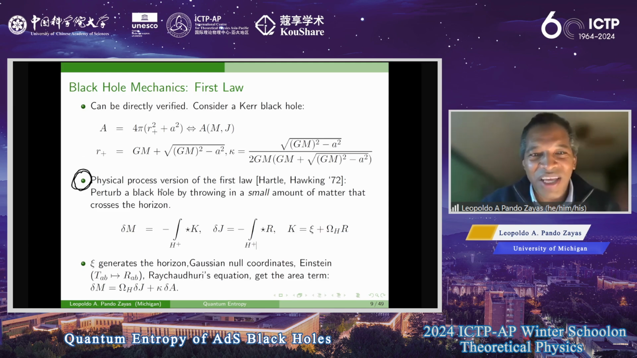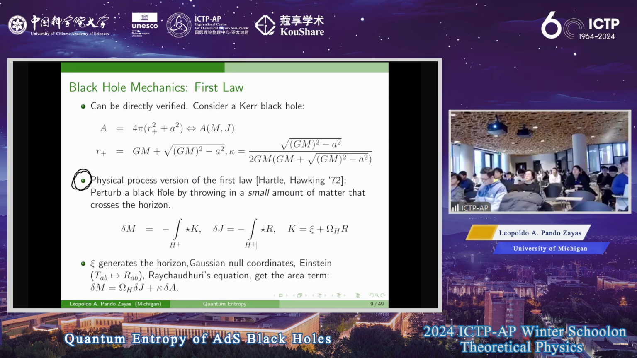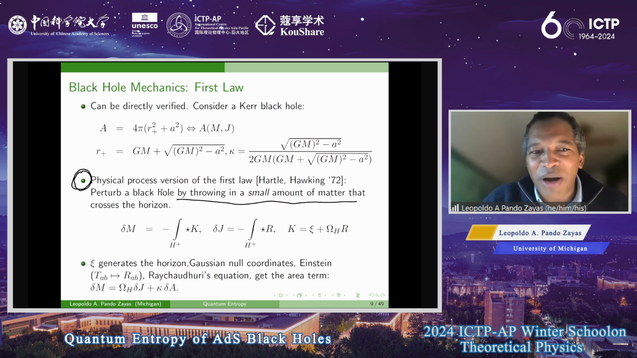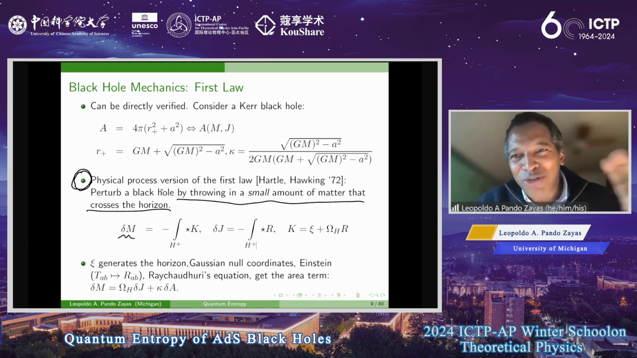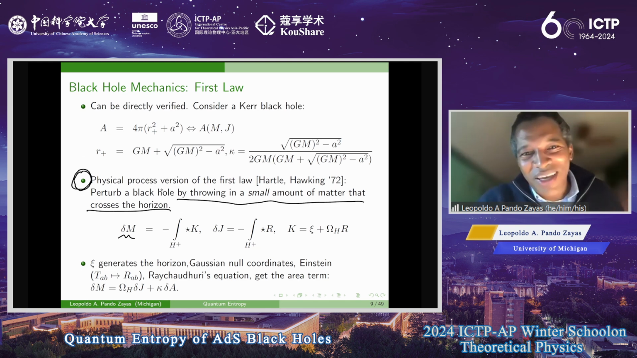But an interesting formulation that I want to remind you of is this physical formulation. This is Hartle and Hawking, 1972. In this formulation, you have a black hole, and you throw in a small amount of matter that crosses the horizon. Then you apply the expression for the Komar invariant. There are a few more steps, so I will not do them. Again, you can look them up in many books.